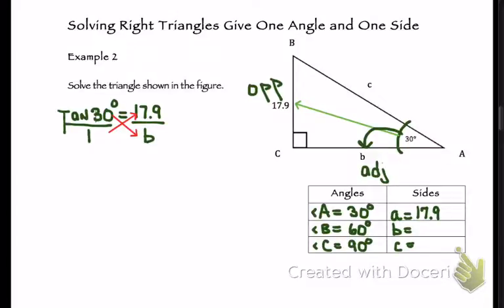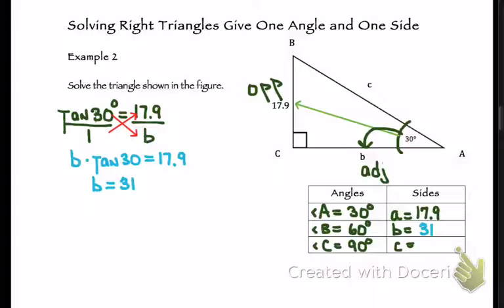Okay, so think about what we did. We're going to cross multiply to solve for B. So when we do our cross multiplication, we'll get B times the tangent of 30 is equal to 17.9. I know to solve for B, I simply divide by the tangent of 30. And when I divide by the tangent of 30, I get 17.9 divided by the tangent of 30. I get B is 31. Now remember, sides are usually to 2 decimal places, but when you do this in your calculator, it turns out that those 2 decimal places are going to be 0, 0. Okay, so B is 31.